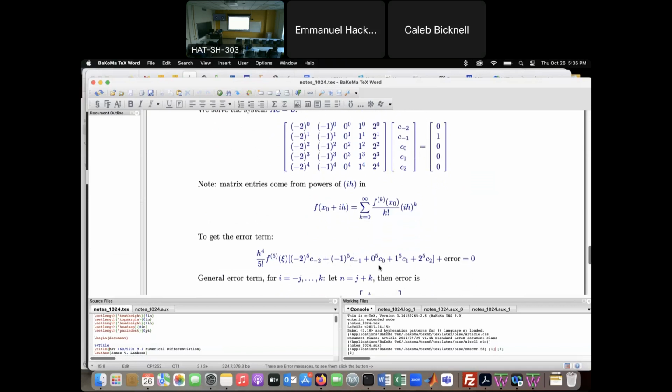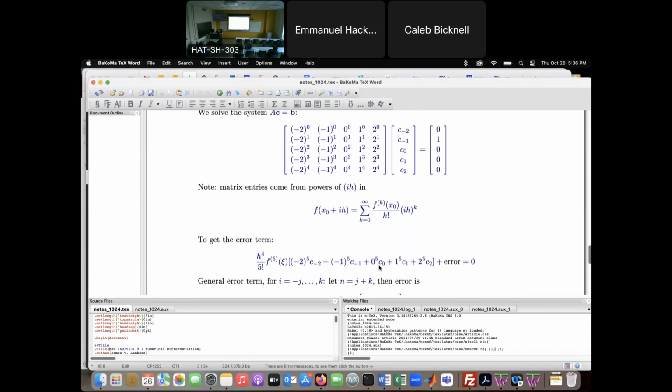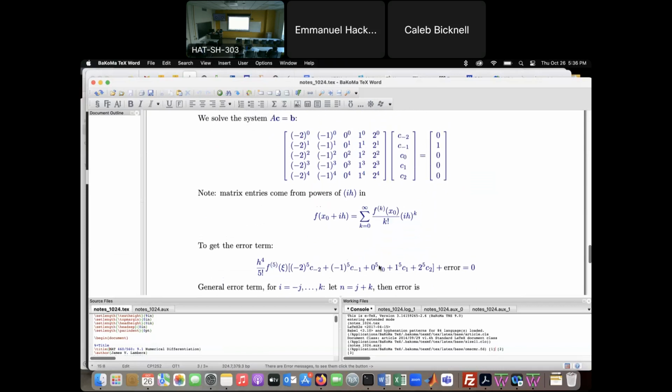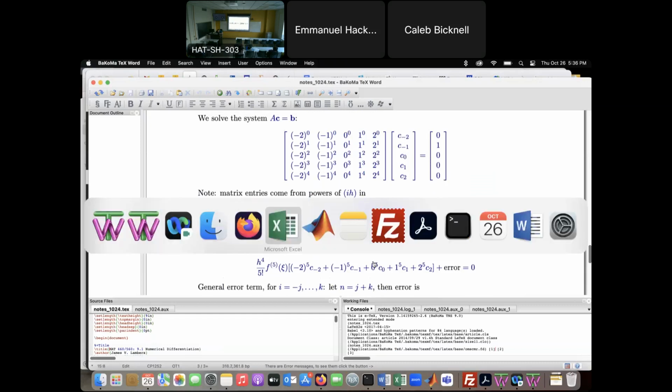Now, I have something strange in my MATLAB diary here. I'm not sure what to make of it. But anyway, what I'll do is show how you can do this in MATLAB.